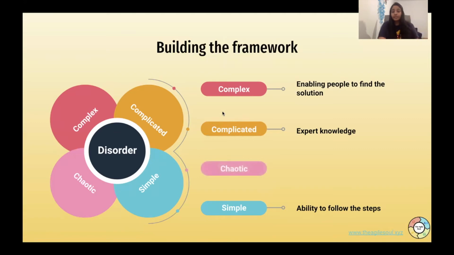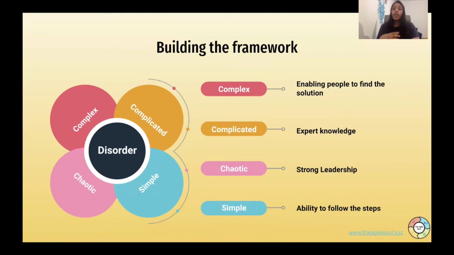And chaotic. So chaotic, I think, just goes with the word sense of chaos, right? That it's quite self-explanatory. Over here, there is no direct relationship between cause and effect. And what is most required in these kind of chaotic situations or chaotic systems is strong leadership. Now, chaotic systems here can be of two things.